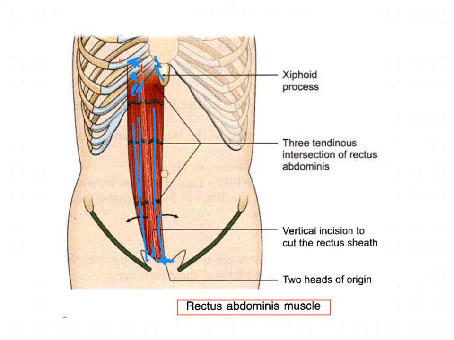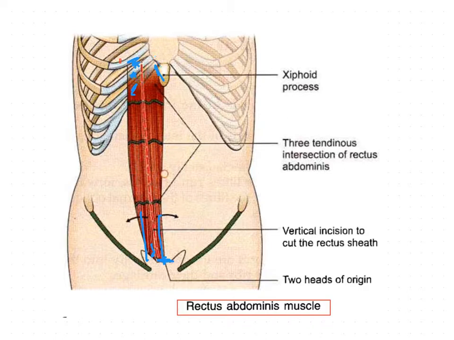They are related to the anterior wall of the rectus sheath. So this muscle is covered by a sheath called the rectus sheath. This sheath is firmly adherent, that means firmly attached, to these tendinous intersections. Now we can see the positions of these 3 or 4 tendinous intersections of the rectus abdominis muscle.